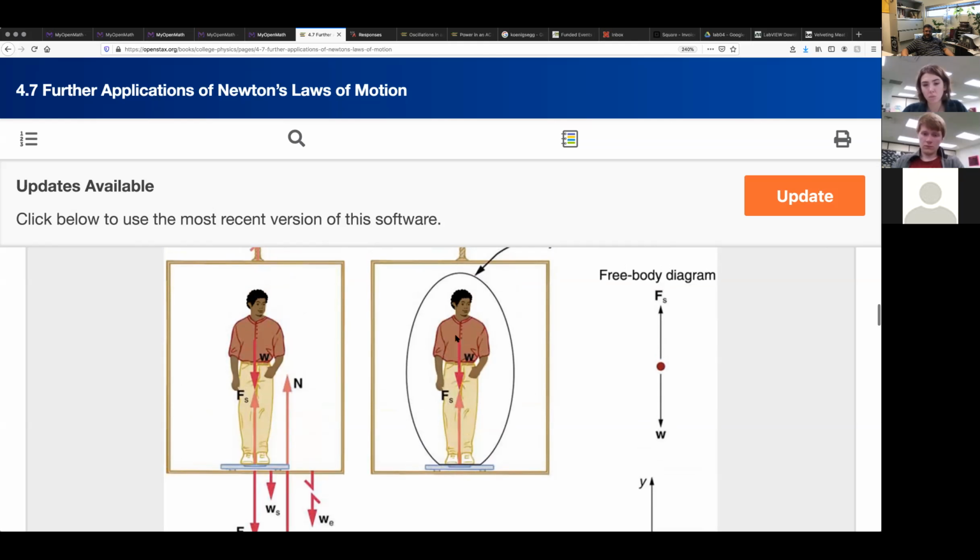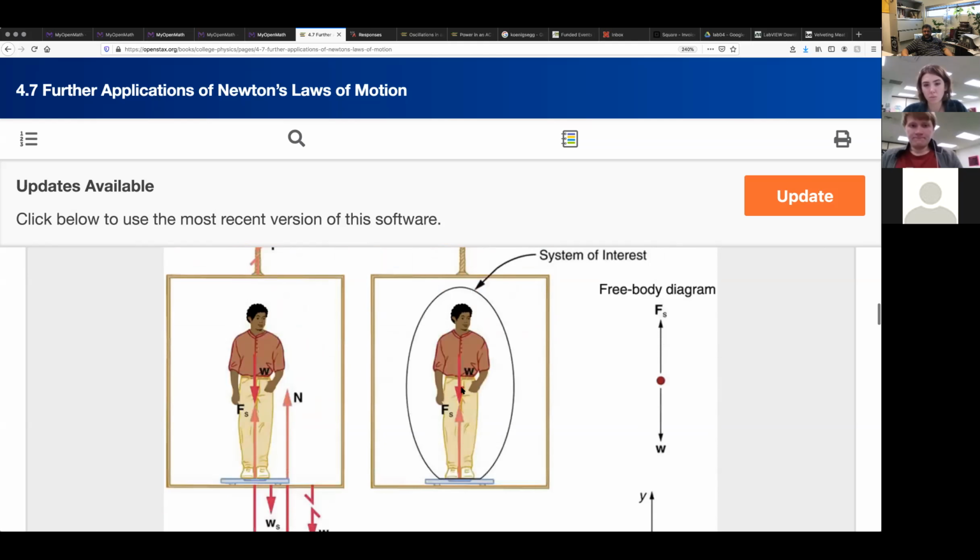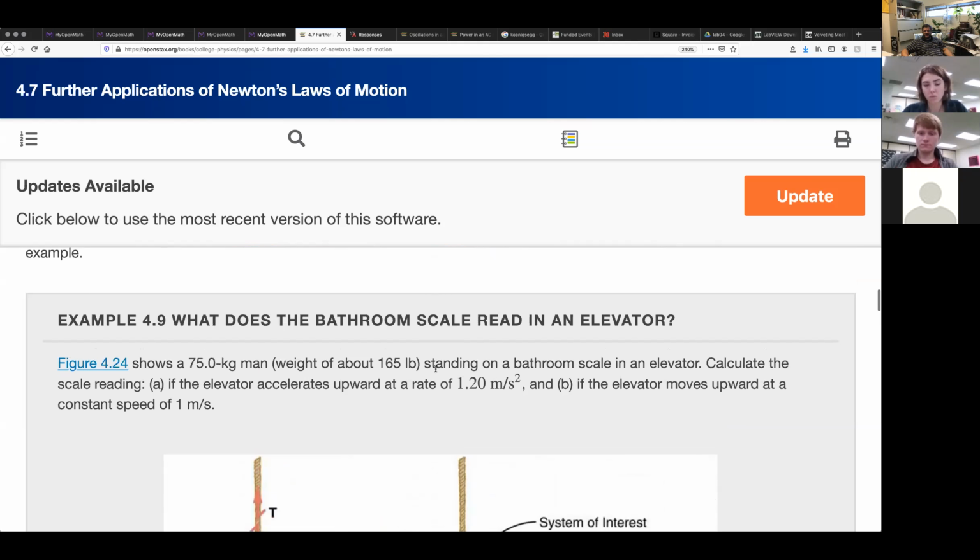What is happening there? So the two forces acting on the person are the weight down of the person and the force upward from the scale. So there's our free body diagram. And we're doing this when the elevator accelerates upward with a rate of 1.2 meters per second squared, and if the elevator is moving upward at a constant speed. So it's 1 meter per second. So we have acceleration and no acceleration. So part A is with acceleration.